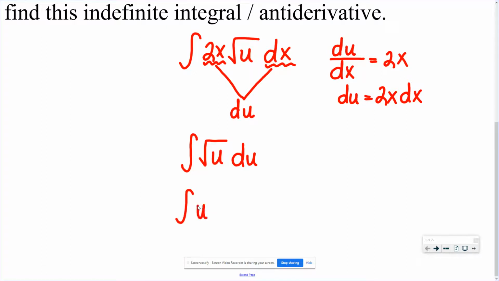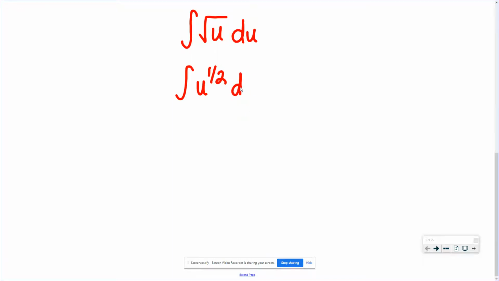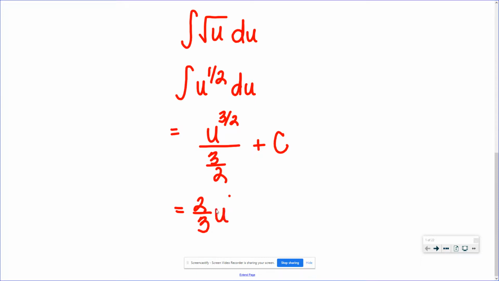Before we take the antiderivative, we are probably going to want to change that to u to the 1/2 power. And then we're going to add 1 to the power, which makes it 3/2, and divide by the power. Don't forget plus c. Dividing by 3/2 is the same as multiplying by 2/3. And so there's our antiderivative.